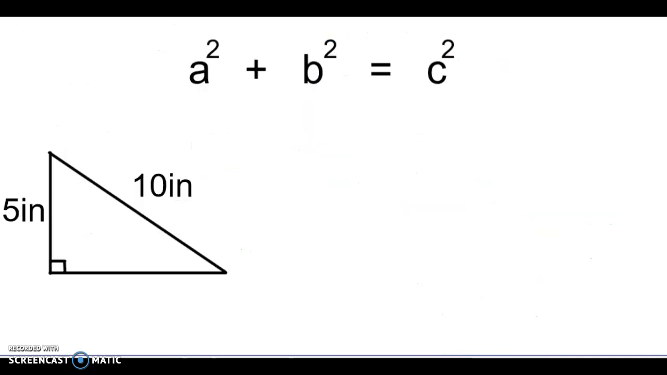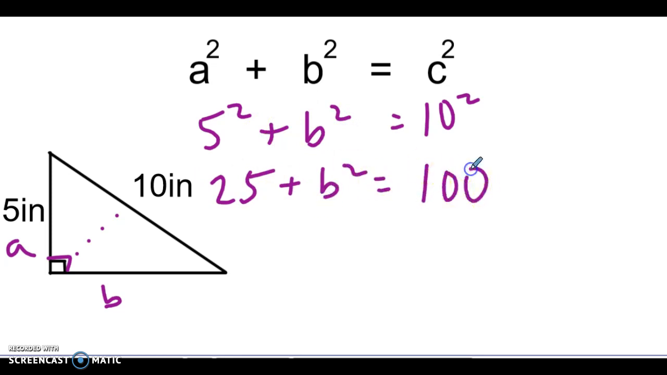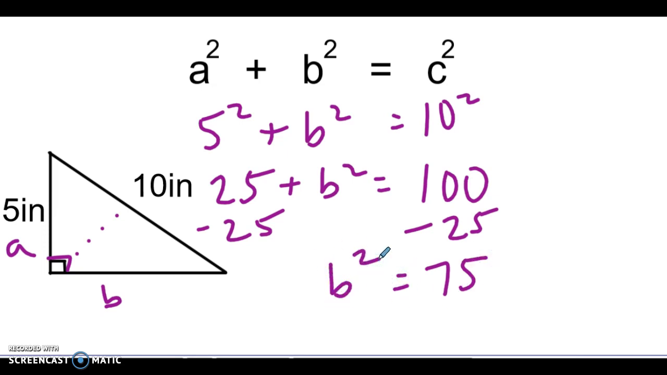All right, here's one final example. Again, just determine which side is C. That's going to be 10. So plug them in. Pick an A and a B. 5 squared plus b squared equals 10 squared. So 25 plus b squared equals 100. Subtract the 25 from both sides. Notice I'm getting faster at this because as you do these more and more, you're going to be fluent, which means doing it accurately and quickly. And our last step is square root.